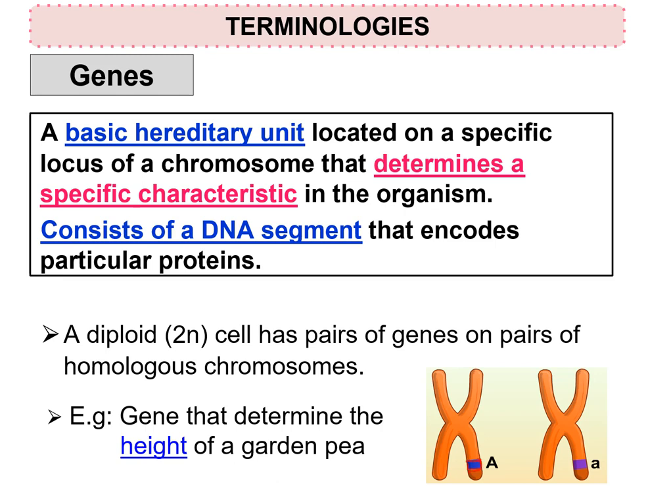For example, here is the gene that determine the height of a garden pea. So for height, we have a characteristic tall and dwarf for garden pea. So it's either character tall or character dwarf for that particular gene. The gene located at this locus. The locus might be 1, 2, 3, 4, 5, and then 6, 7, 8. So this height of garden pea gene is located at locus 8, for example.